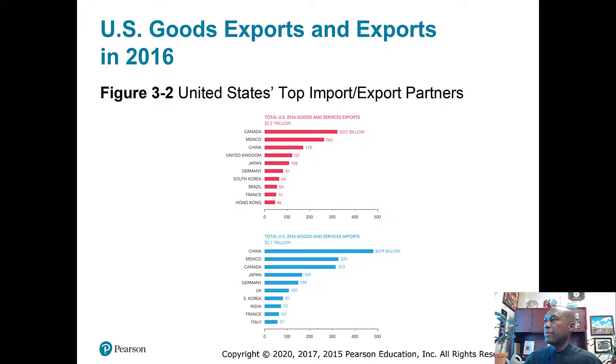And here you have the partners. As you can see, this is good to know. Canada and Mexico are the top. When you talk about trading partners, imports and exports, Canada is number one. Mexico is number two. And then you look at China. Now, here in terms of imports, China is number one, followed by Mexico and Canada.